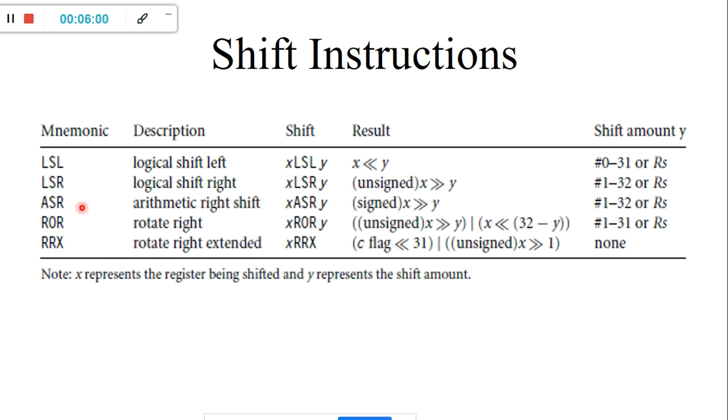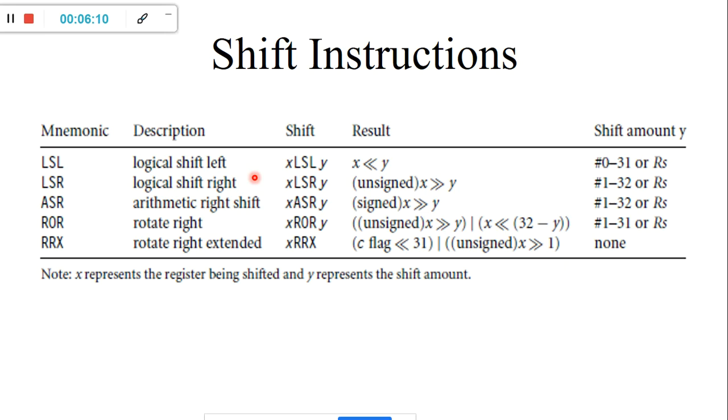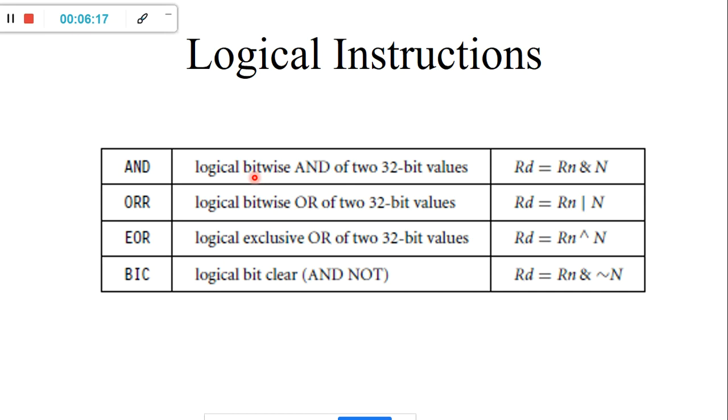Just write a simple program, like what we have done in the previous class. Use these instructions and change from LSL to LSR and go for ROR and RRX. Okay. Now we'll move to the next instructions, that is logical instructions.